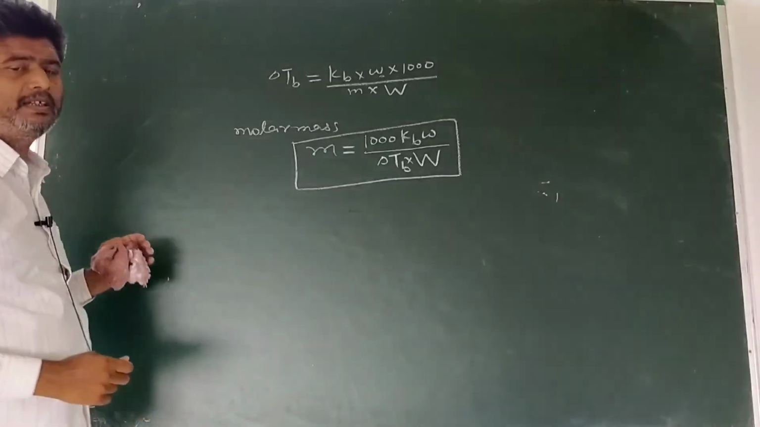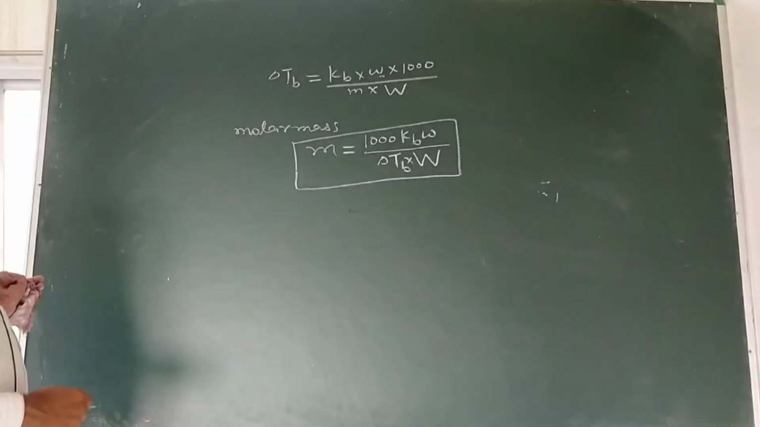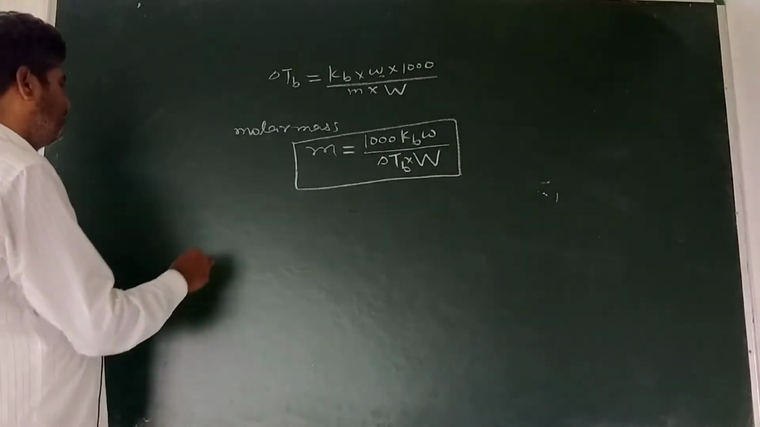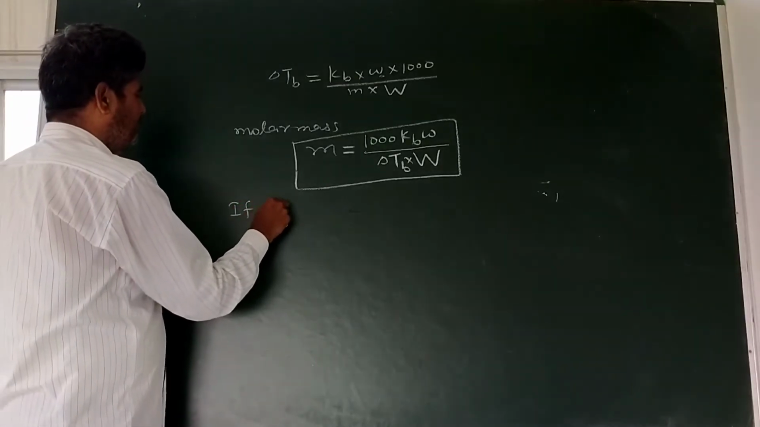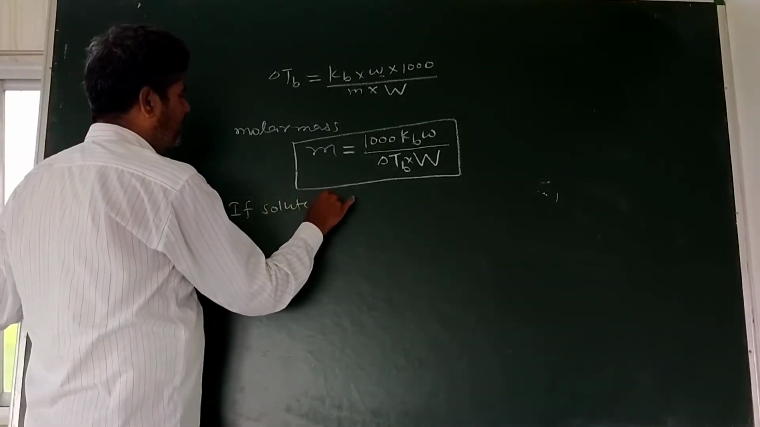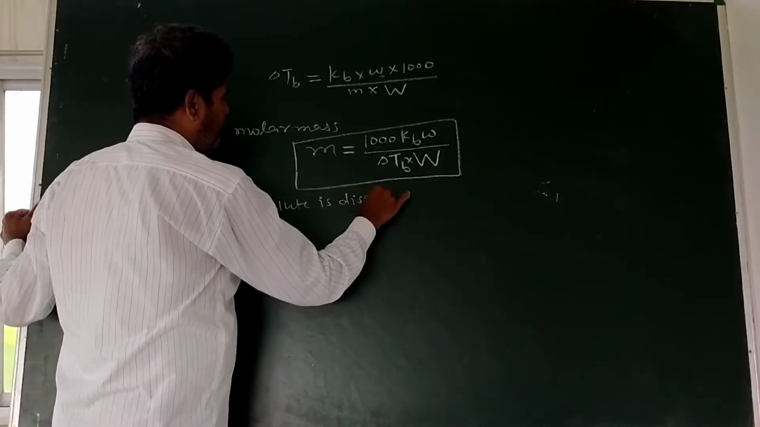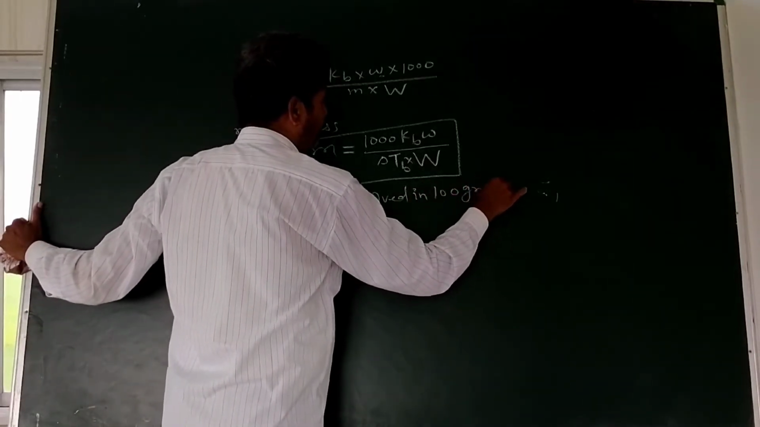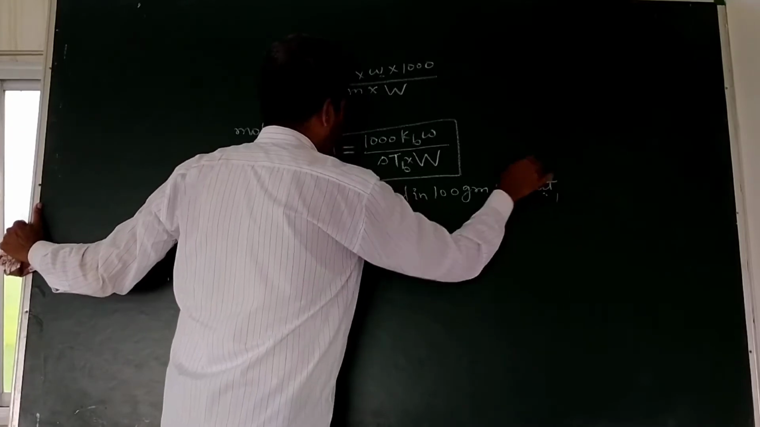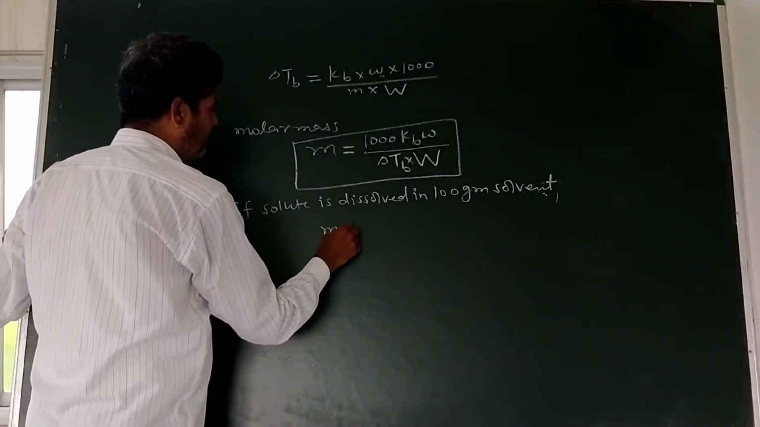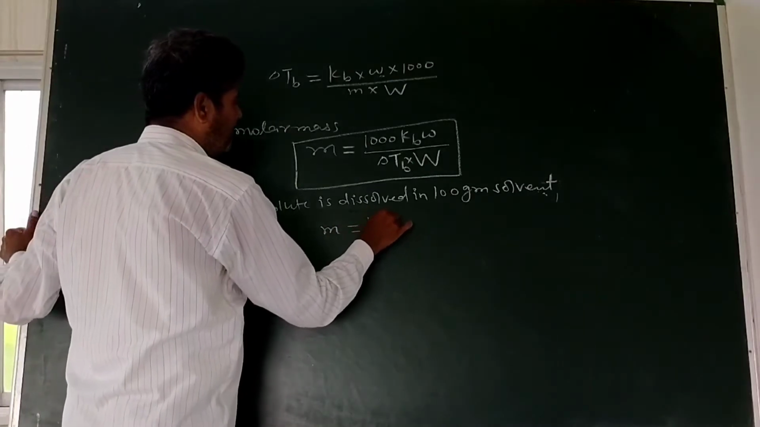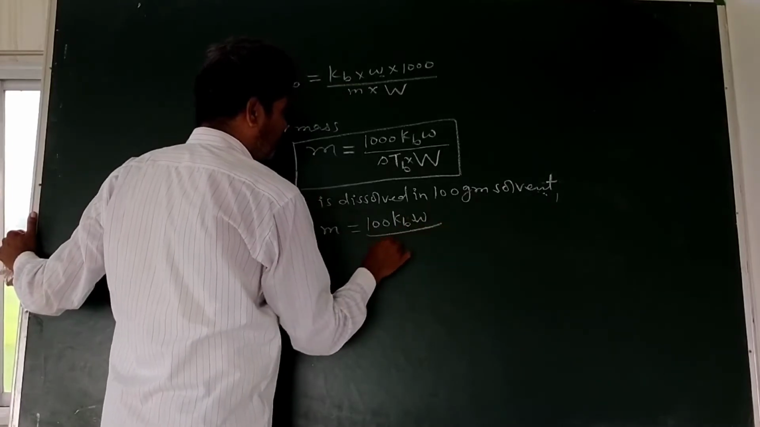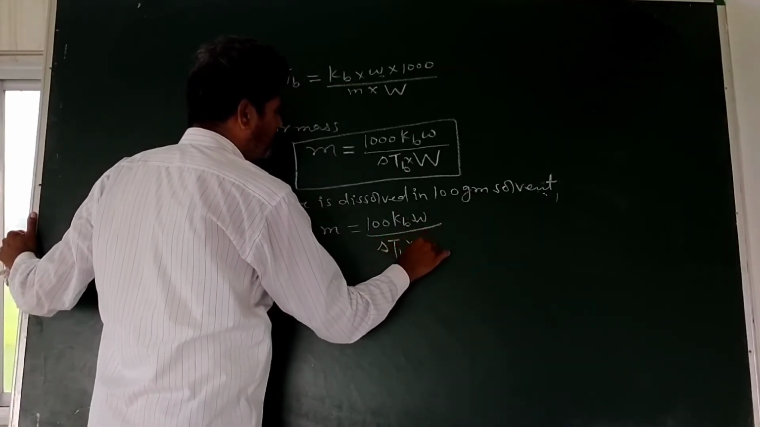If the solute is dissolved in 100 gram solvent, then the molar mass m is equal to 100 Kb small w upon delta Tb into capital W.